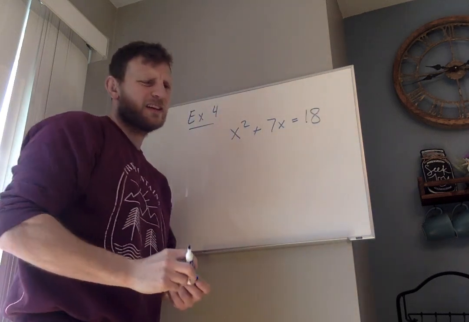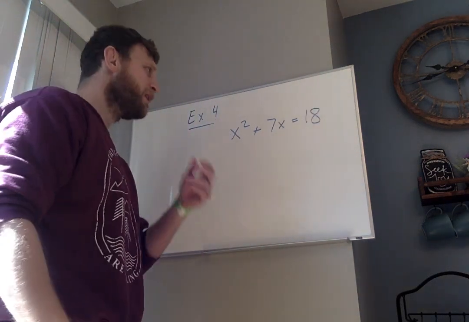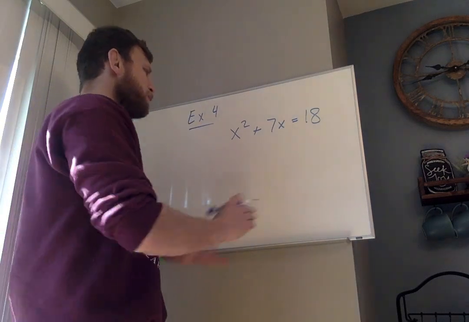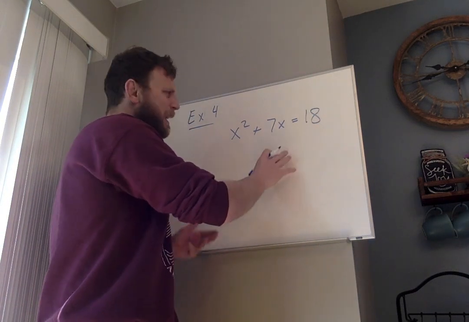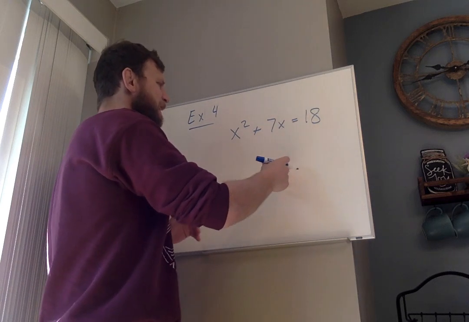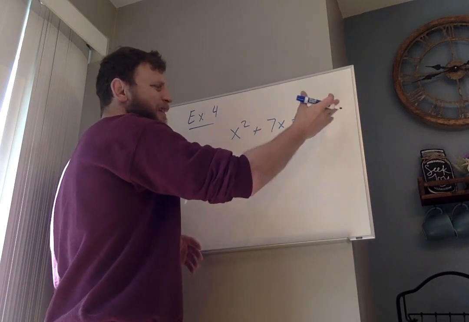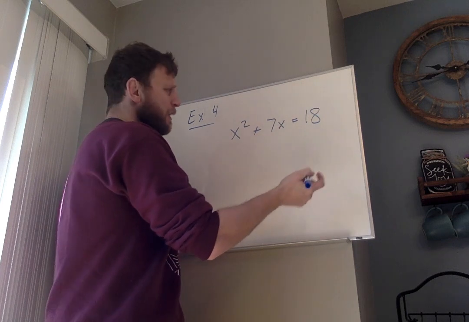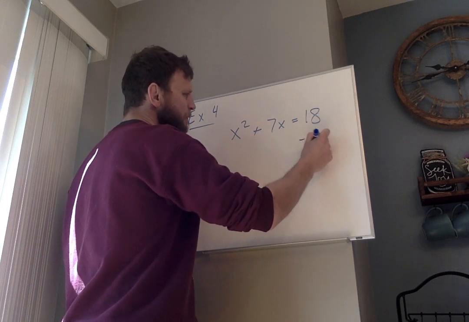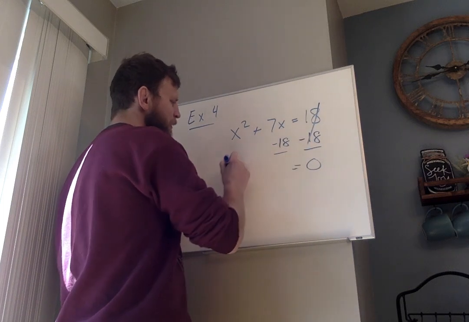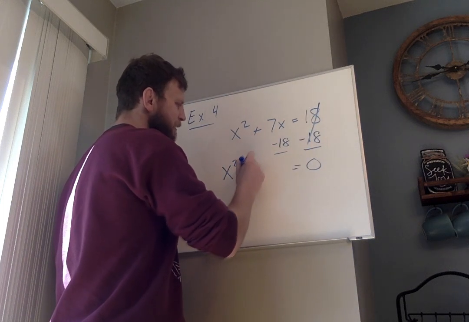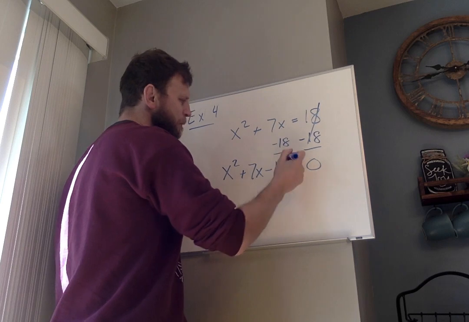Well, the thing with this is the directions say solve. So that means I'm looking for the values of x. So what do I do? Well, that means I have to get everything to this side. Why this side? Well, there's more stuff on this side, okay? But I need this side to be equal to 0. So I'm going to subtract 18, subtract 18. This is 0. And over here, I'm left with x squared plus 7x minus 18.